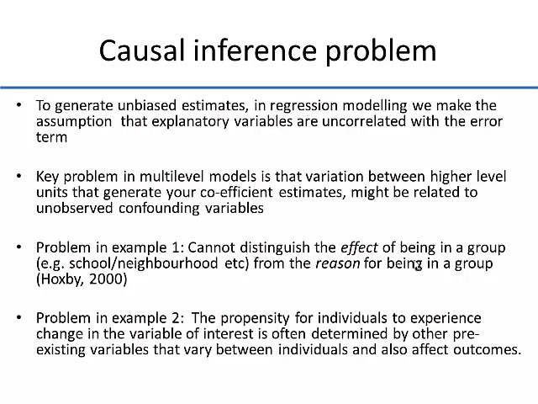The problem in longitudinal analysis is that the propensity for individuals to experience a change in the variable of interest is often determined by other pre-existing variables that vary between individuals and also affect outcomes. This is especially true of the example that I gave, which is the effect of divorce on children. Because the characteristics of the parents who are more likely to get divorced are different from the characteristics of parents who are less likely to get divorced. And it may be those differences that are actually driving the changes in the outcomes of the children that we observed.